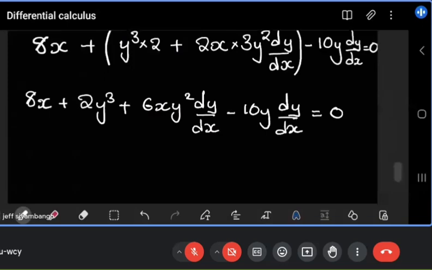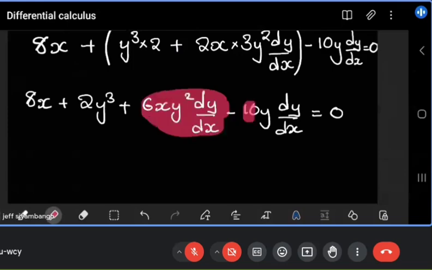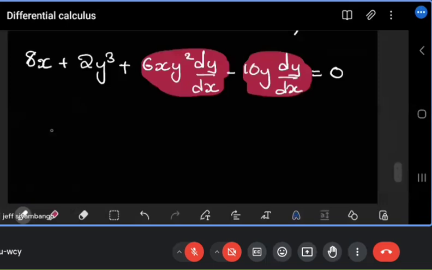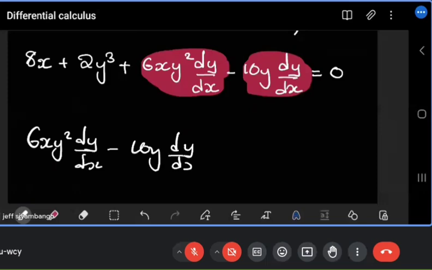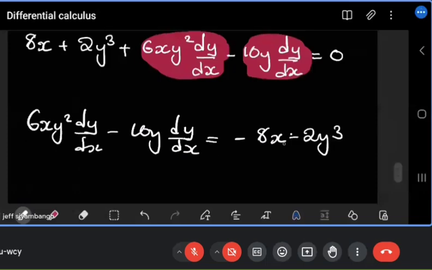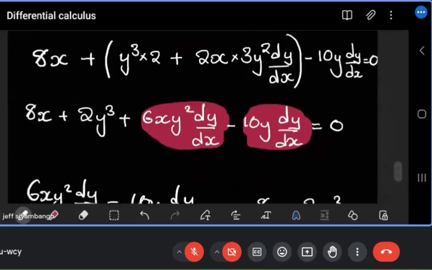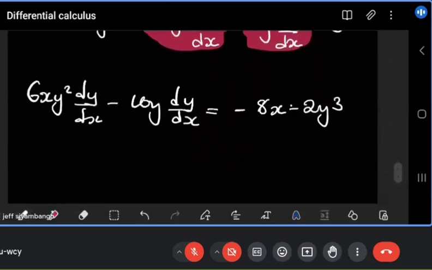So from at this point, remember what we go to next. All the terms that have dy dx must be isolated on the left side. Everything without must go to the right. So on the right, we now have negative 8x negative 2y to the power 3. Okay. So next up, factor out dy dx from the terms on the left.